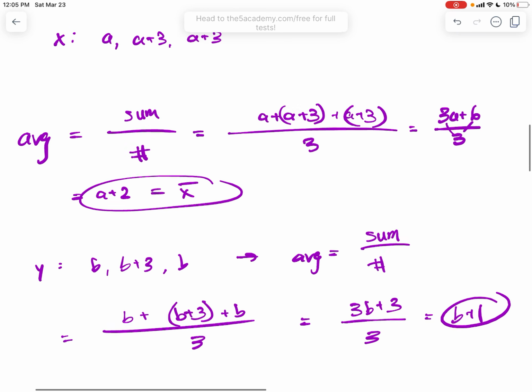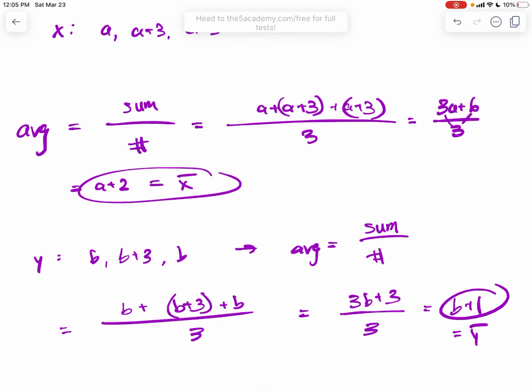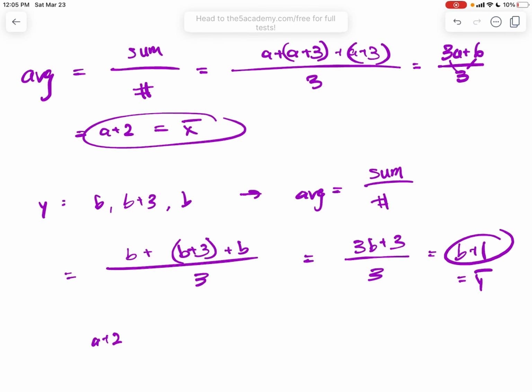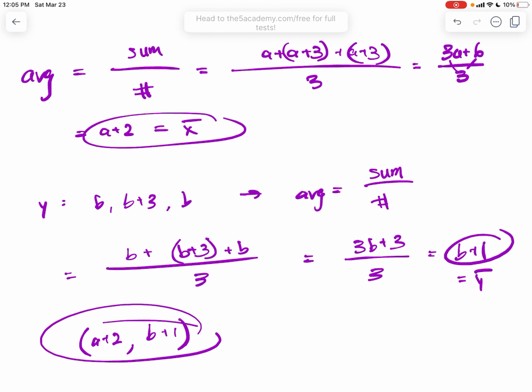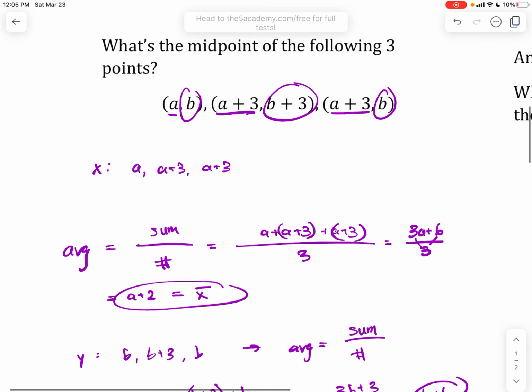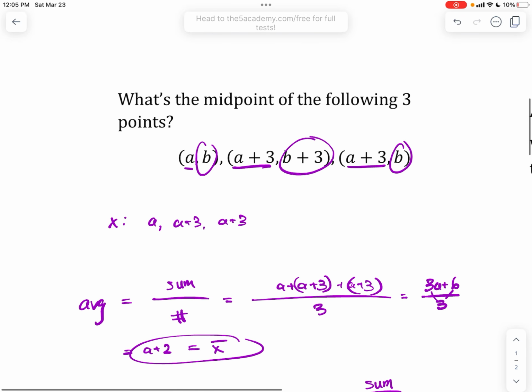That's it. So my midpoint is going to be a plus 2, comma, b plus 1. That's my x bar, comma, y bar. That's the best way to think of midpoint problems. This one's a little bit more challenging, conceptually confusing because you're not given actual numbers, but that's okay.